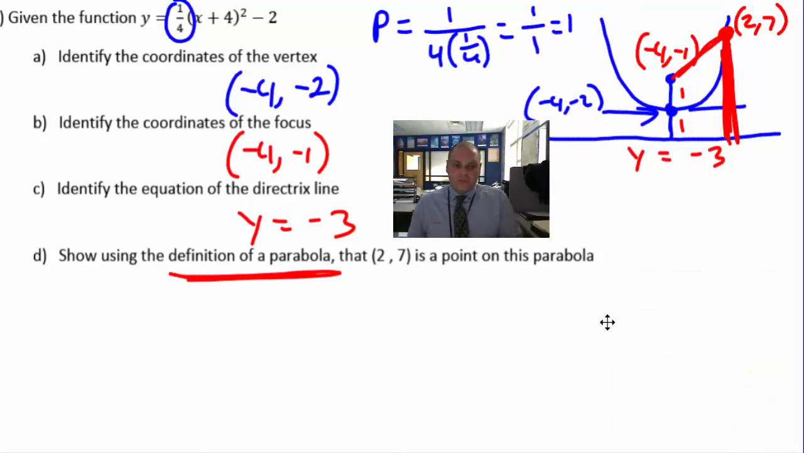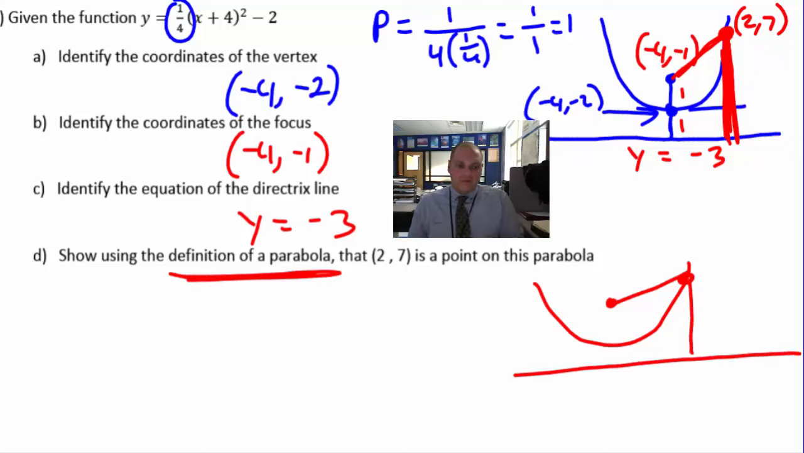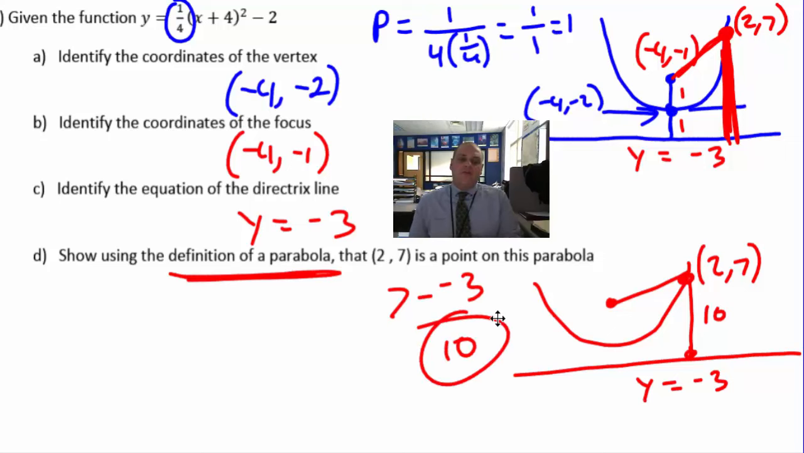Let me draw this again here. Say 2, 7 is right there, right? Here's my directrix. Pretty bad directrix. This is 2, 7. And this is at y equals negative 3. So I'm going from 7 to negative 3. From 7 to negative 3, that's a distance of 10. 7 minus negative 3. And this is how you can show it on your test if you had to do that. 7 minus negative 3 is 10. There's a distance of 10 from that point to the directrix line.